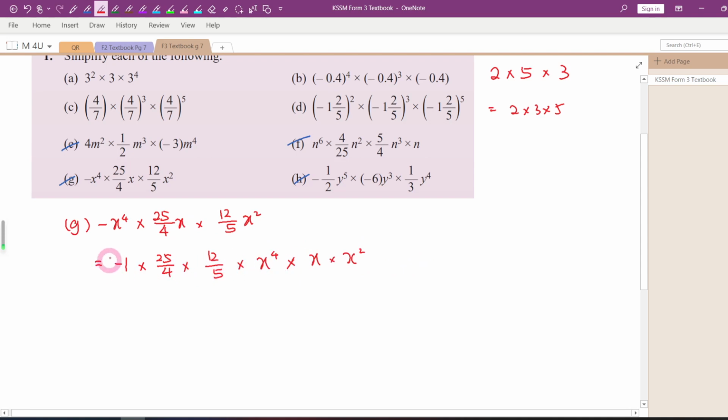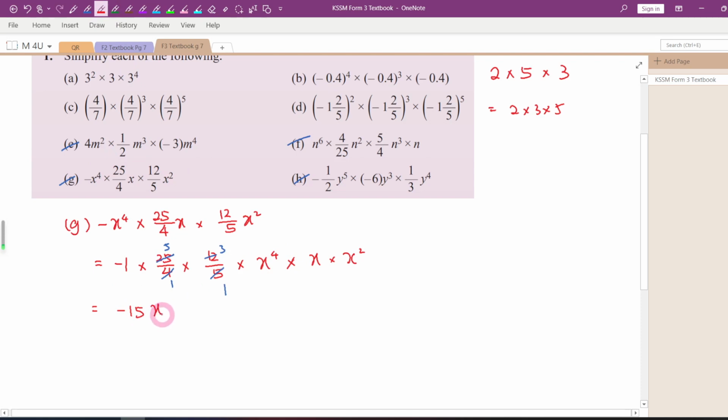Okay, let me double check. This negative 1 comes from here, 25 over 4 comes from here, and 12 over 5 comes from here. Okay, now this part you can just press your calculator, or you can simplify this way, divided by 5, divided by 5, and this divided by 4, divided by 4. So you need to be more careful. You have a negative 1 over here. So eventually you will get negative 1 times 5 times 3, which is equal to negative 15.